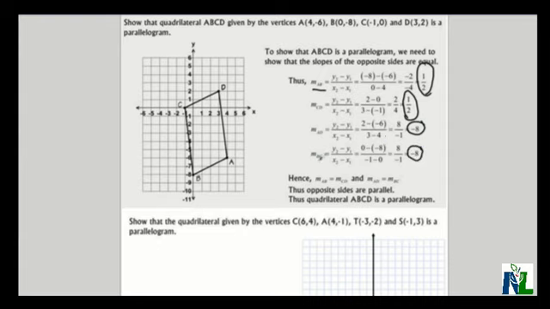So we have BC is parallel to AD because the slopes are equal. And CD is parallel to AB because their slopes are equal. So since there are opposite sides that are parallel, then ABCD is a parallelogram.